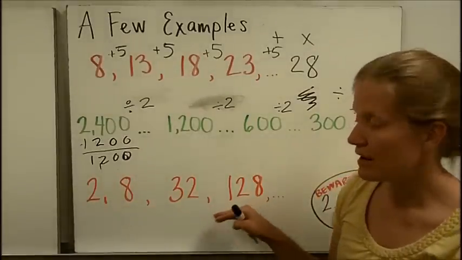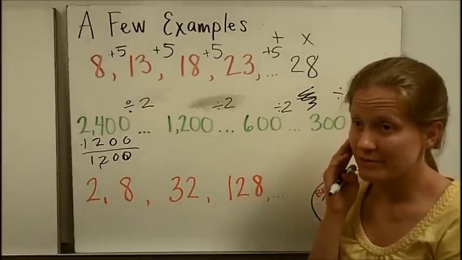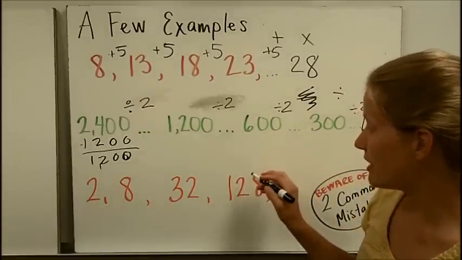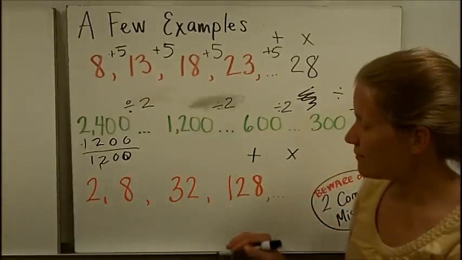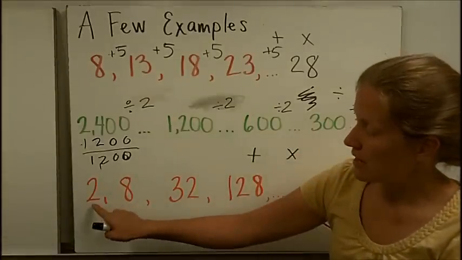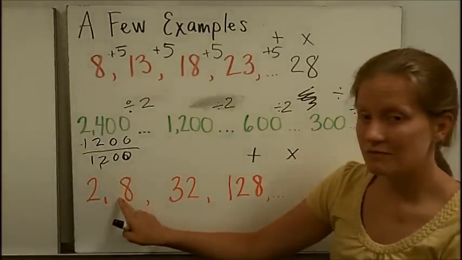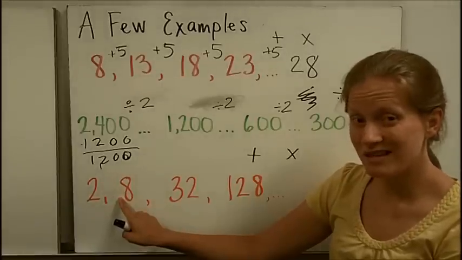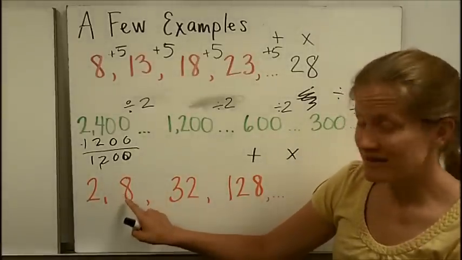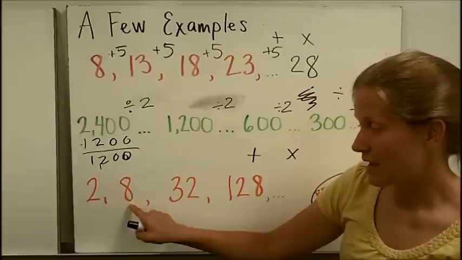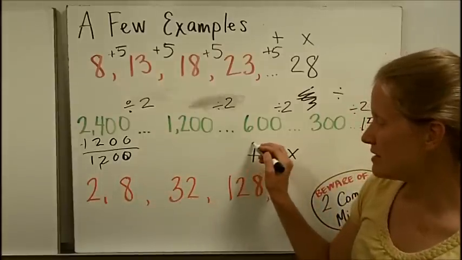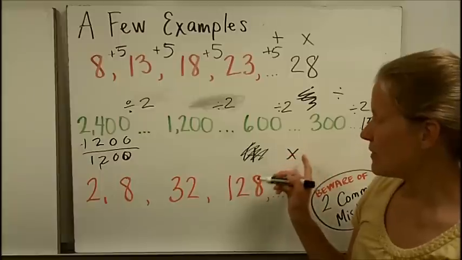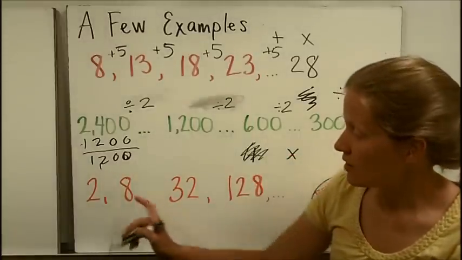And finally, down here, first I ask, are these numbers getting bigger or smaller? They're getting bigger, so it has to be an addition or multiplication pattern. Then I'm going to say 2 plus what gives me 8? 2 plus 6 gives me 8. Does plus 6 work on the rest? 8 plus 6, that would only equal 14. So it's not an addition problem. It must be a multiplication pattern.